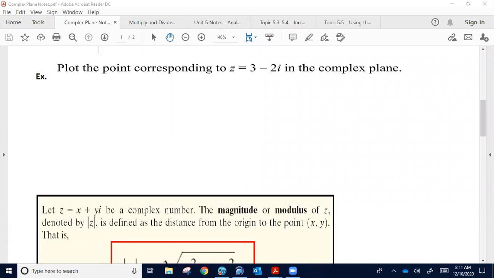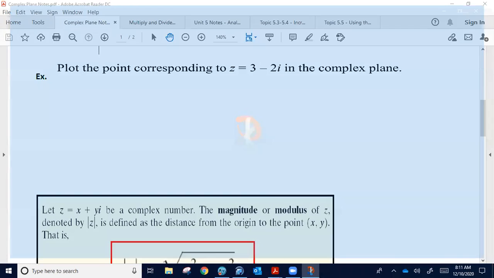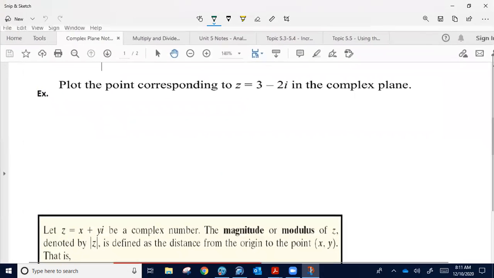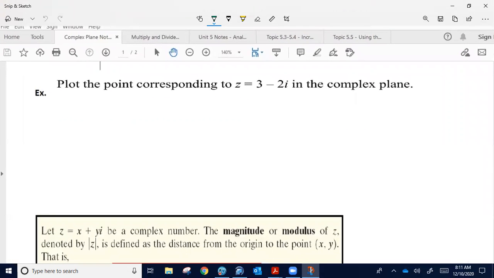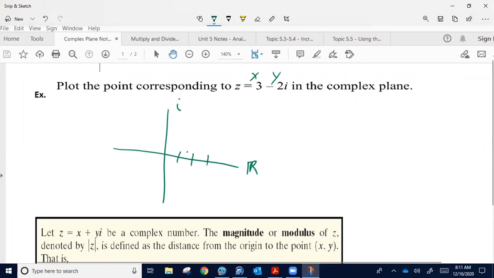So how do I plot this? Just like you would plot any rectangular point, because in this form, we're basically saying this real number is an x and the imaginary number is a y. So instead of an x-axis, y-axis, we should say this is a real axis and an imaginary axis. The real is a positive 3, the imaginary is a negative 2. So point Z, the complex number, is in this location provided, 3 minus 2i.